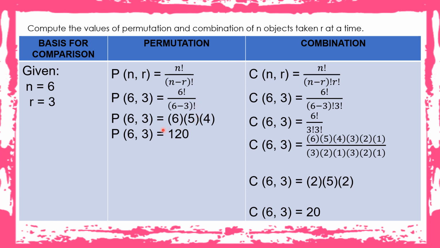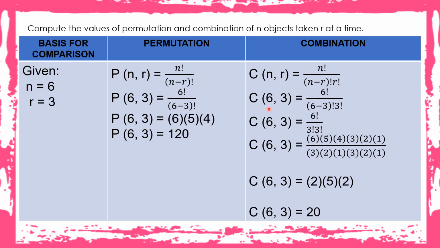And by simplifying, we have here 6 times 5 times 4. And the answer is permutation of 6 and 3 is equal to 120. Next, the given is the same, n is equal to 6 and r is equal to 3. But this time, we are going to solve for the combination. So, the formula for combination is combination of n and r is equal to n factorial over the difference of n and r factorial multiplied by r factorial.